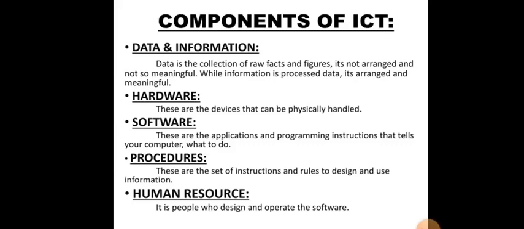The fourth part is the procedure. These are the set of instructions and rules to design and use an information system. These rules or methods may change from time to time. The last component is the human resource. It is the people who design and operate the software.